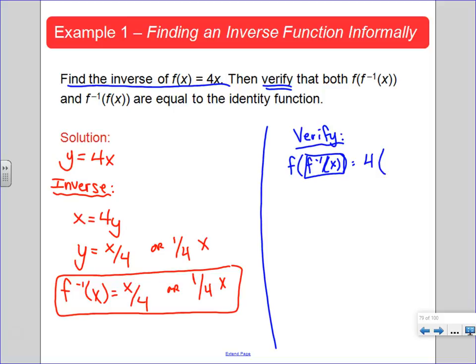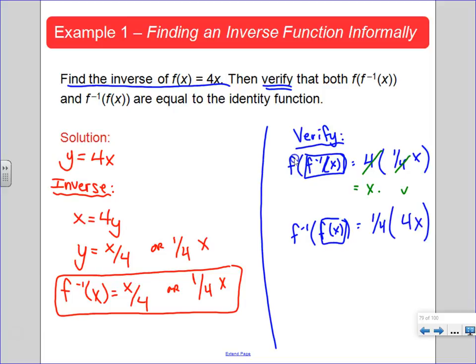And where am I plugging it into? 4 times, just like f of x states. So if I plug in x over 4, or 1/4 x, what happens? Oh my goodness, everything goes away but x. Is that a good sign? That's a great sign. And technically, if I was to go the other direction, f inverse of f of x, or g of f of x, I would be plugging f of x into the x of the inverse. Who is f of x? 4x. Oh my goodness, what happens? That's great. Got it.